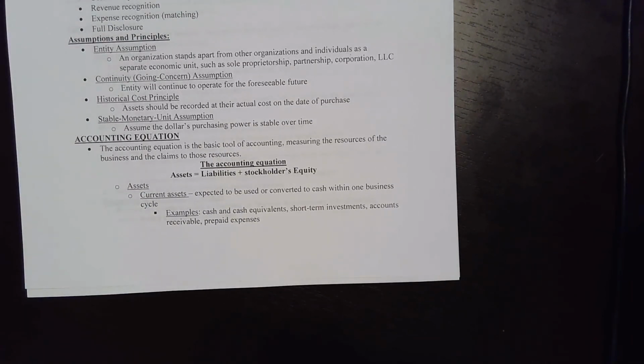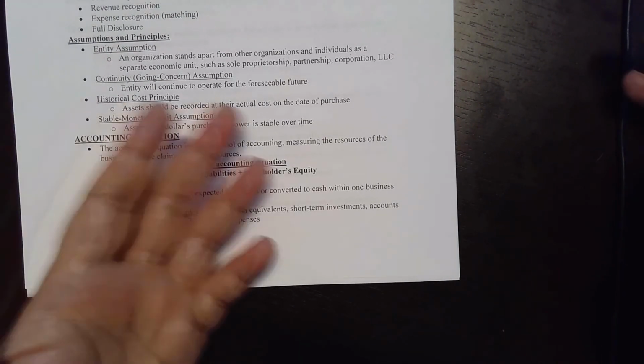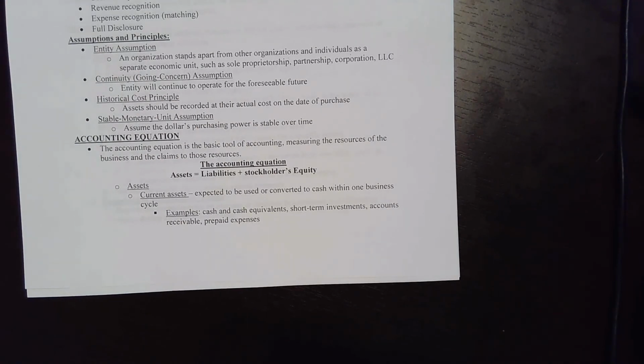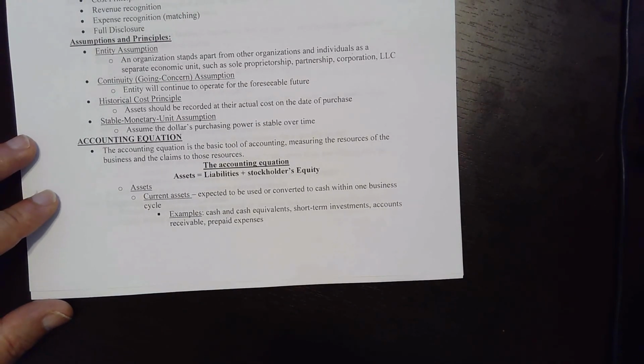The same again, the continuity or going concern assumption, that the entity will continue to operate for the foreseeable future. In the United States, it is 1 year. Historical cost principle, again the same: assets should be recorded at their actual cost on the day of purchase. Monetary unit assumes the dollar's purchasing power is stable over time. That's what our understanding is.